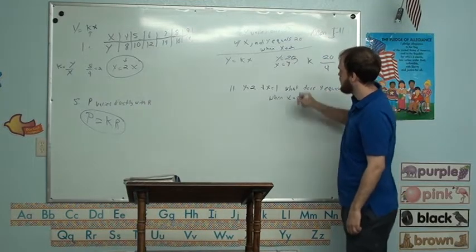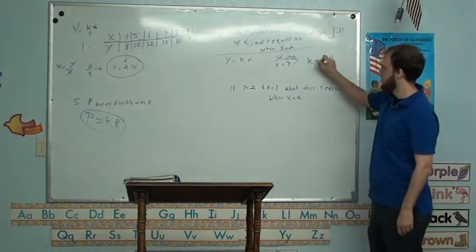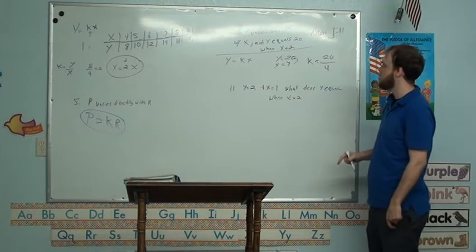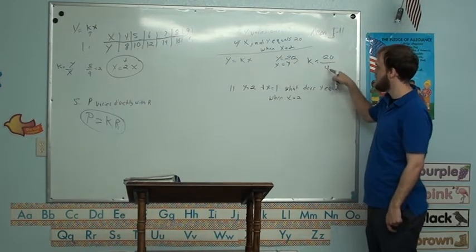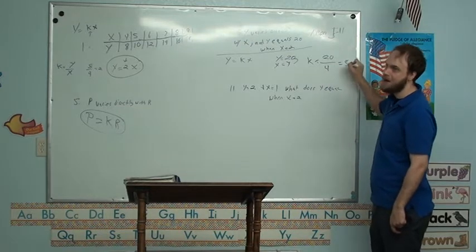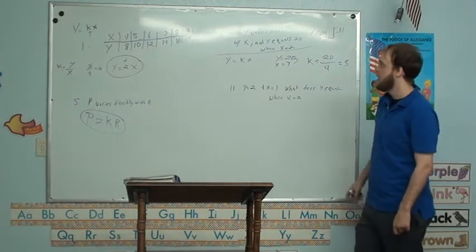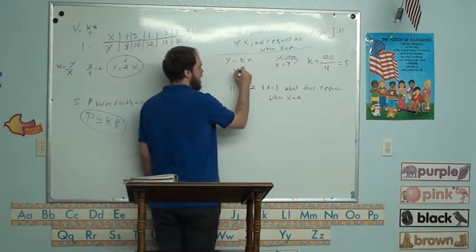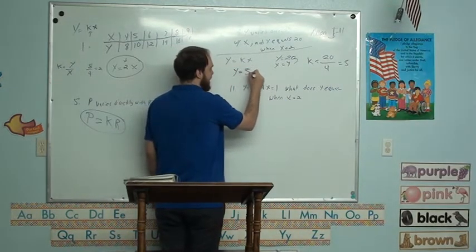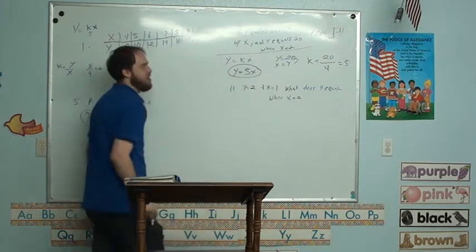So I'm going to take this 20 and that 4, and say, okay, k equals y over x. So if y is 20 and x is 4, I do 20 divided by 4, and that equals 5. And so k would be 5. And so then when I go back into my formula, my answer would be y equals 5x. That's all it is. Y equals 5x would be your answer.